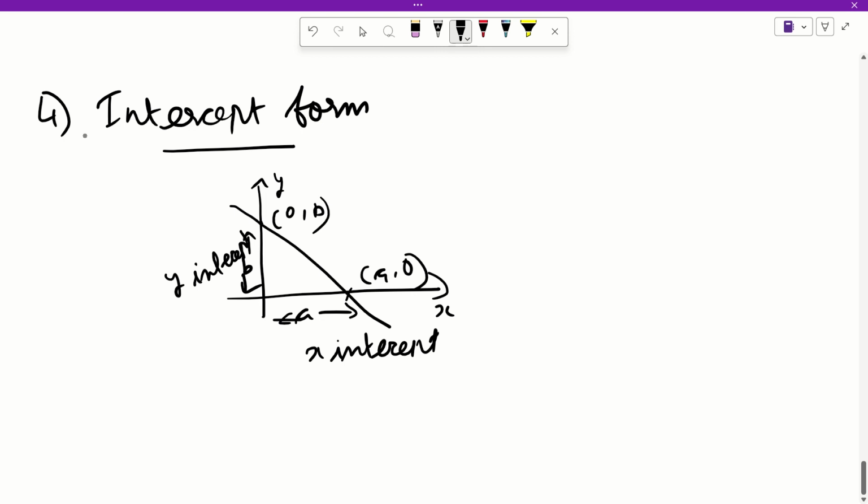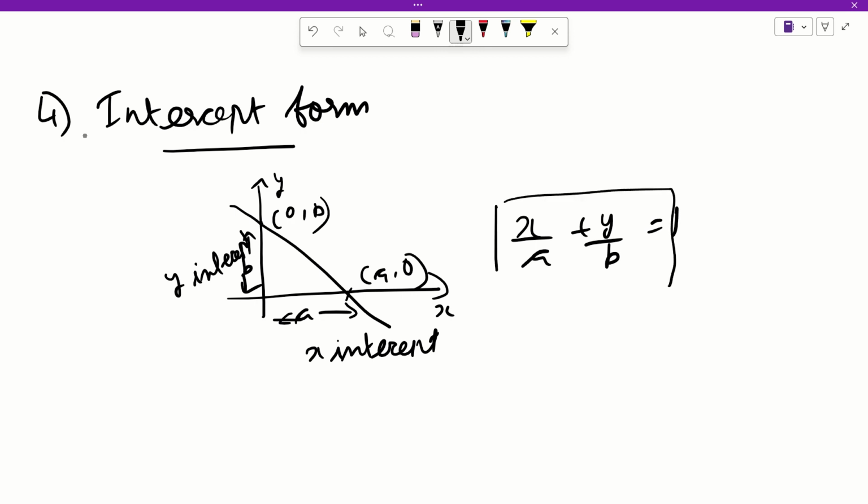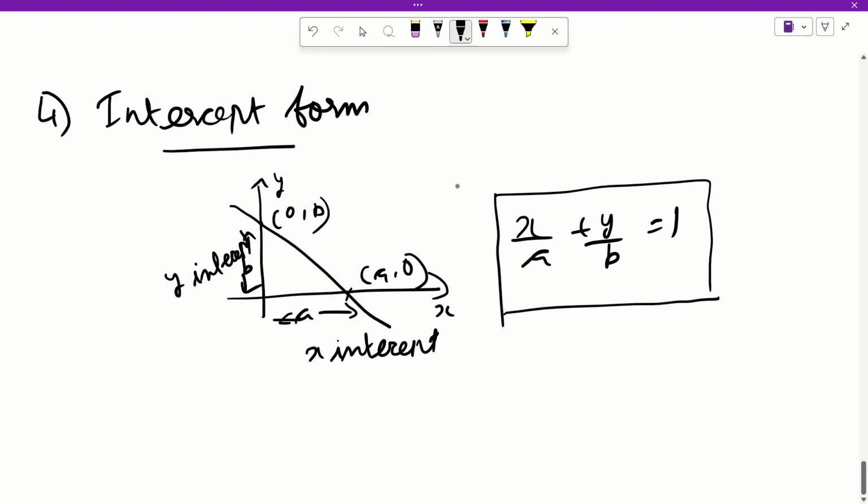Okay, here what's the equation? Equation is given by x by a plus y by b equal to 1. Okay, now let us move on to normal form.